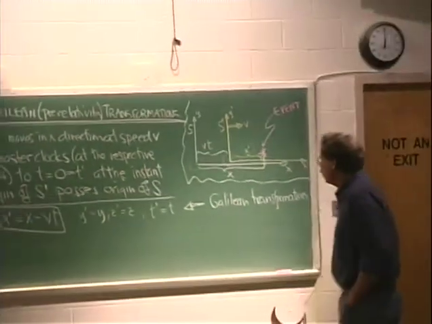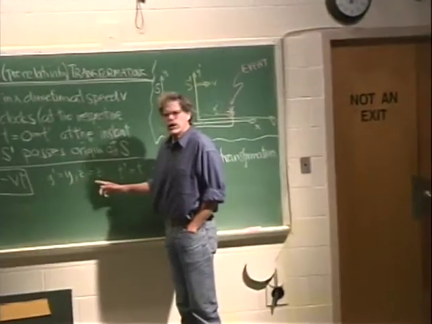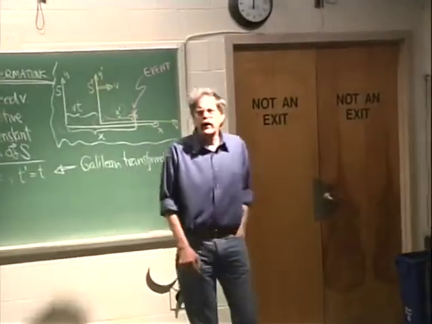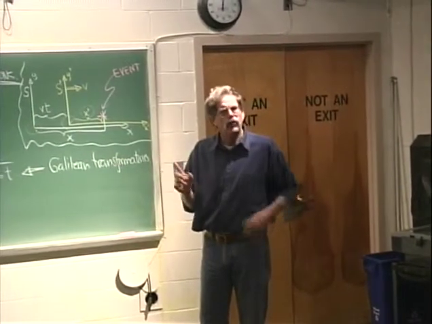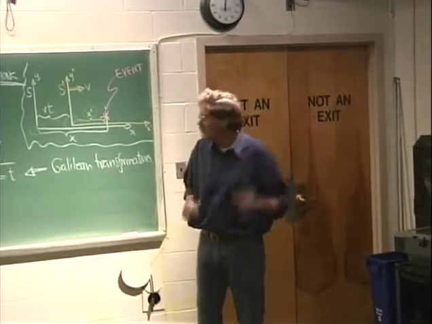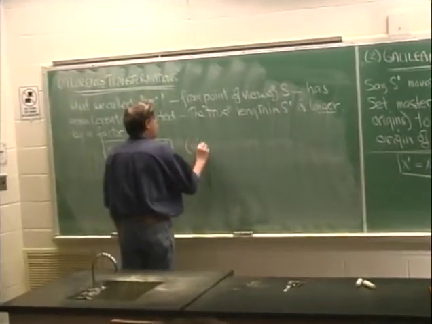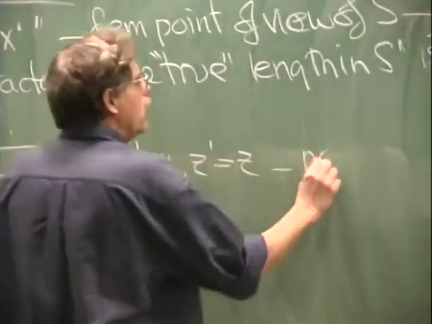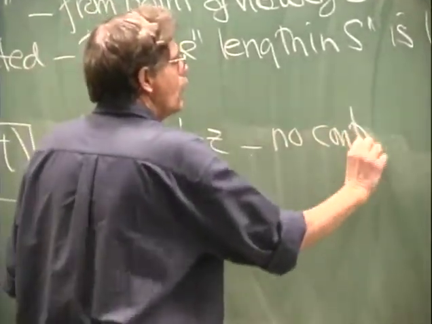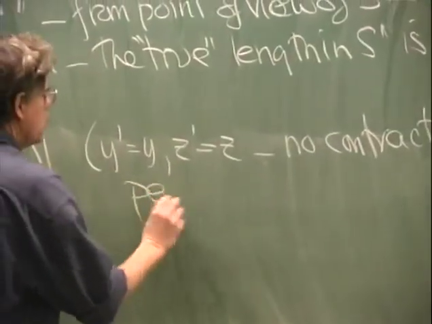Now a much more subtle question. Well, let's do the easy question first. How about y and z? What happens to them in relativity now? Nothing at all. There is no Lorentz contraction in the direction perpendicular to the motion, so it's still the case that y prime equals y and z prime equals z. No contraction perpendicular to the motion.